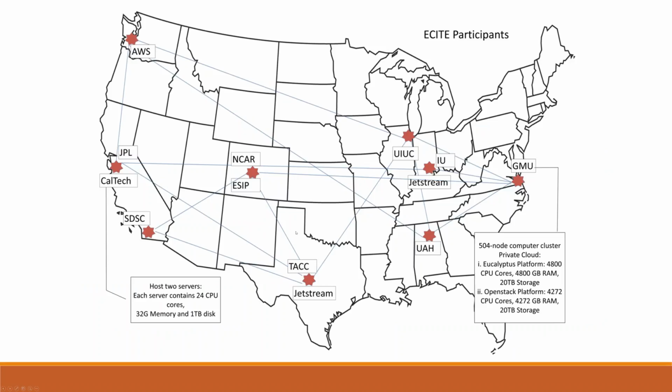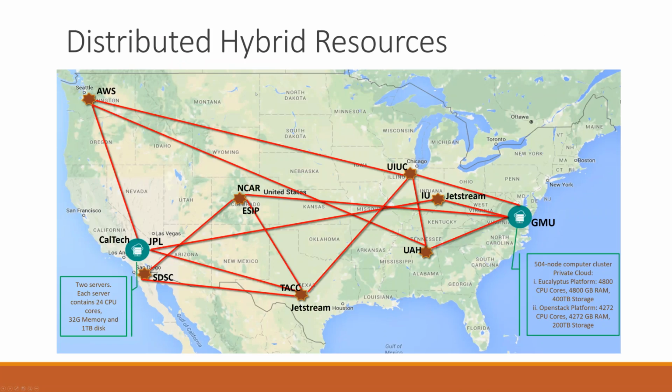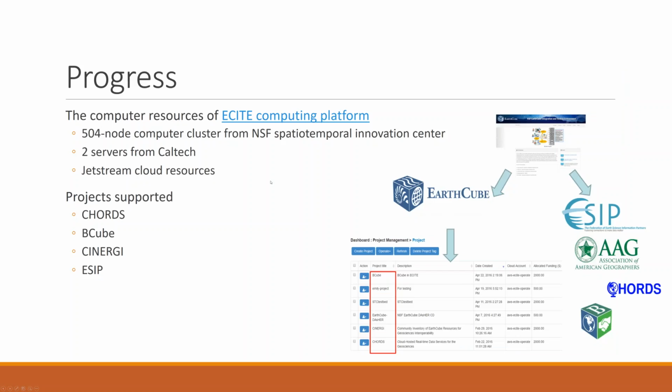And these are the participants of the ECITE resources. In terms of resources, we have computing resources from George Mason, and also from Caltech, SDSC, AWS, Amazon, and also Jetstream, which is the NSF ECITE cloud project, also contributing resources to this effort, and several others. As you can see from this map, it's really almost a nationwide resource. And to be more specific, these are the ones that we have resources already integrated, and we have them managed through the centralized management process.